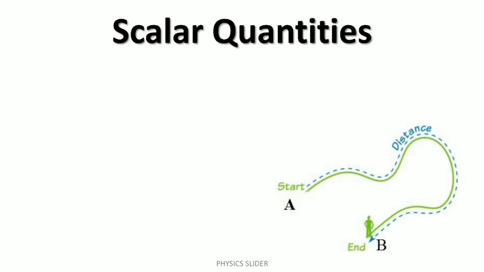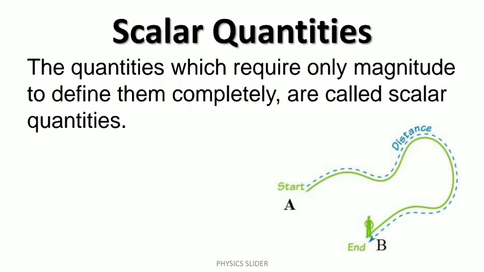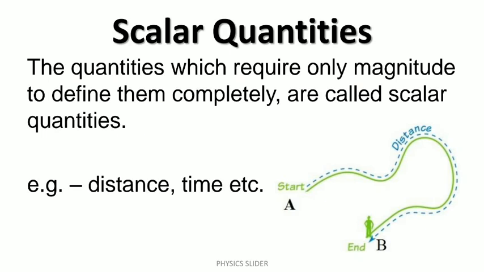So the quantities which don't care about the direction, only they need the magnitude or the amount of the path or the quantity. They only need the amount or magnitude of the quantity and don't care about the direction. Those quantities are called scalar quantities. So we can say that the quantities which require only magnitude to define them completely are called scalar quantities. For example, the scalar quantities are distance, time, etc.